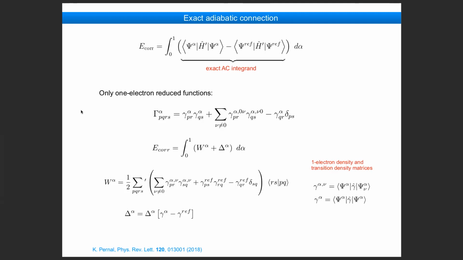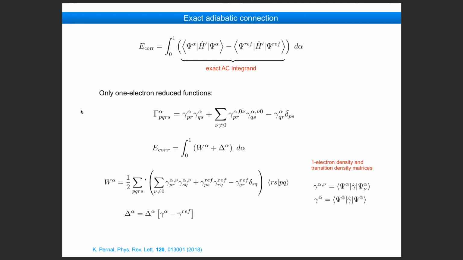We have expressed the 2RDM in terms of one-electron reduced density functions. Of course, we don't know them, right? Because they are given for each alpha, you have a different one-electron function. So they're still not known. But then it allows us to rewrite the correlation energy in a compact form, in the expression given here, where you don't have the two-electron density matrix, but the transition density matrices and your reference density matrix. And this gamma ref is the one-electron transition matrix that you can get from your reference wavefunction.